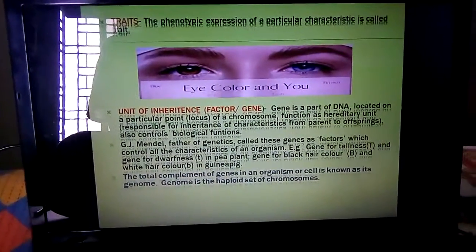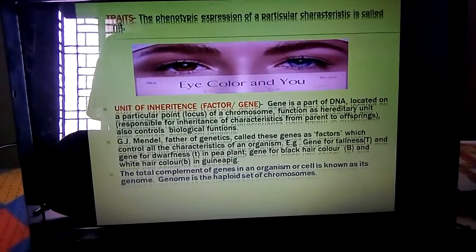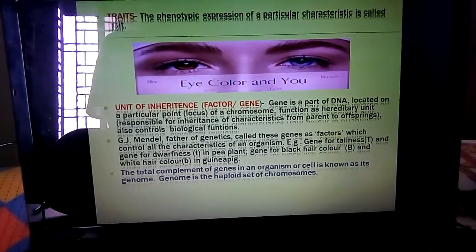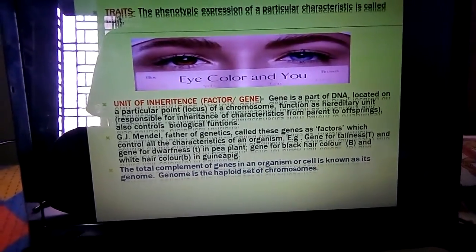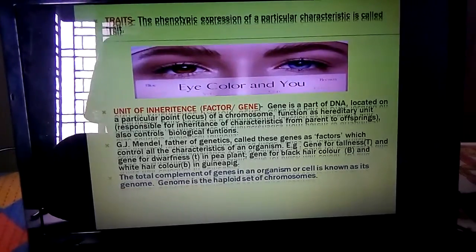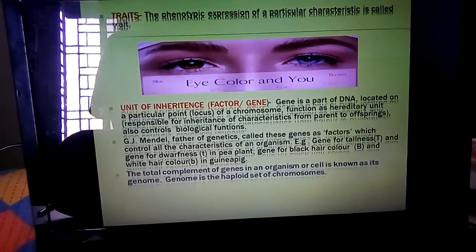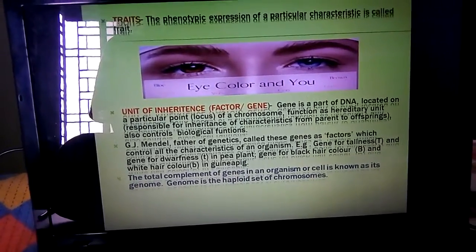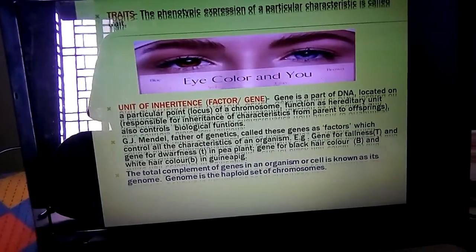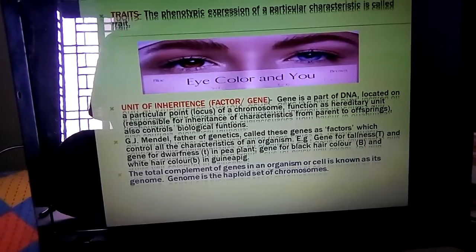Next, know about trait. The phenotypic expression of a particular characteristic is called a trait. For example, if eye color is a characteristic of humans, then a blue eye or brown eye is the trait.